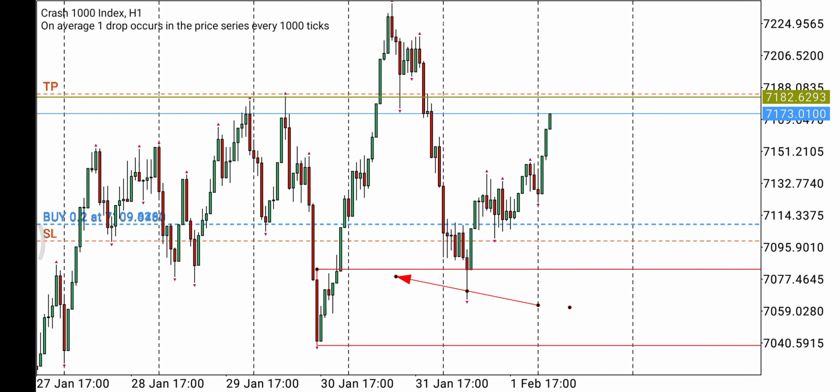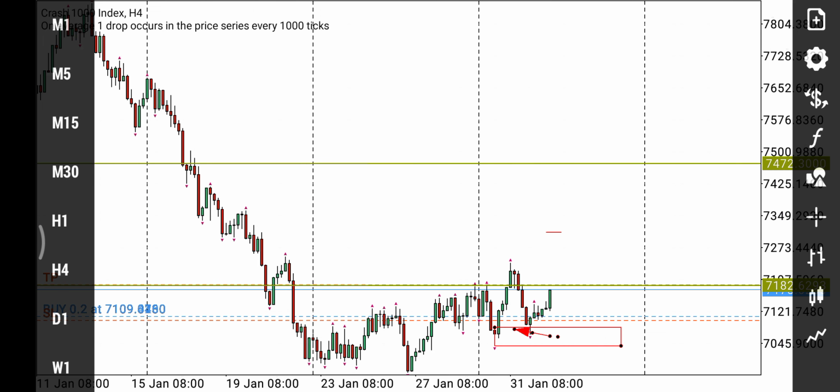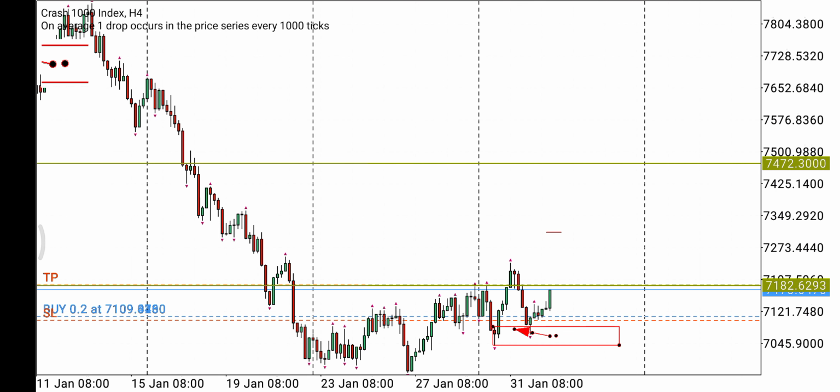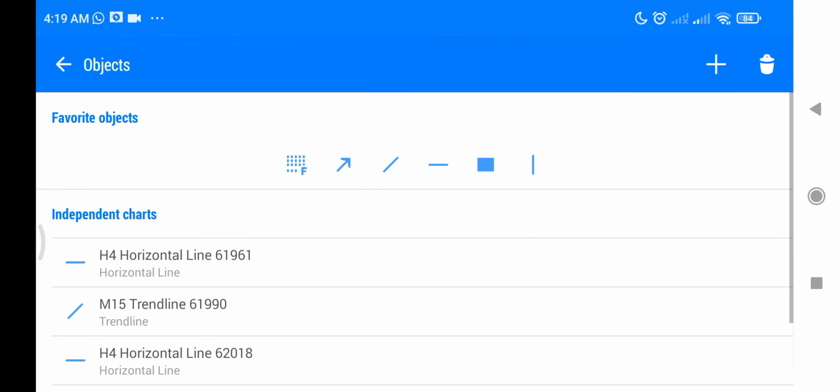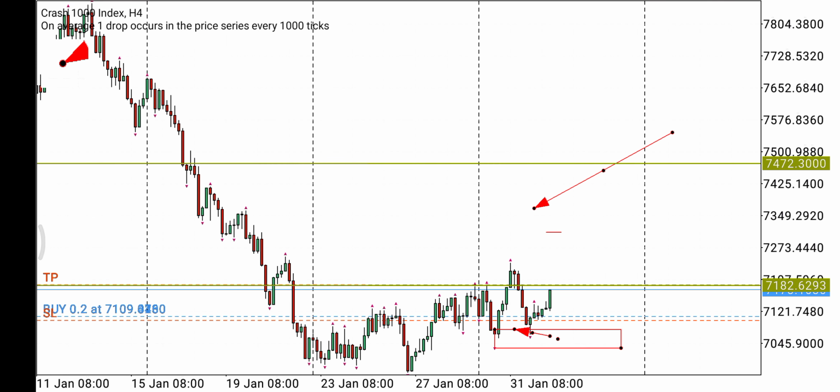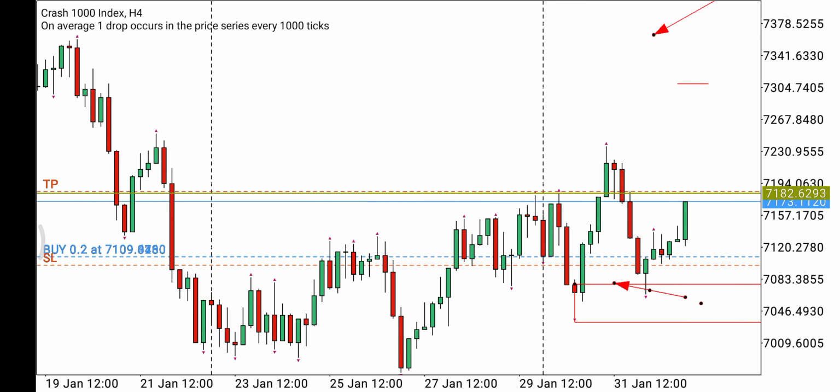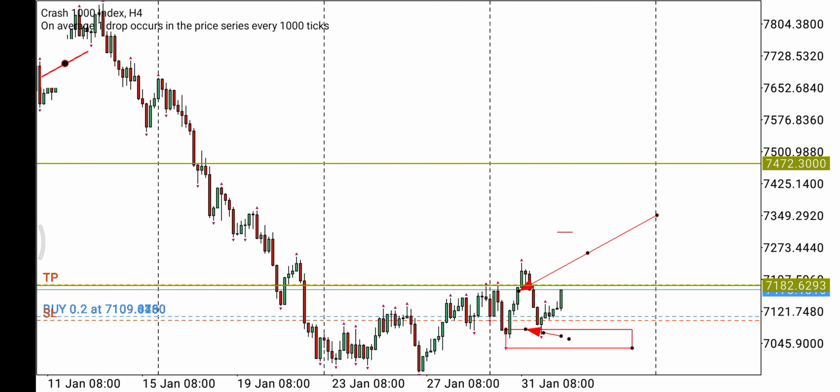Coming to the bigger time frame, let's start from the 4 hours time frame. You can see the zone that I drew right over here. This is our demand zone, and this is the demand zone that breaks the structure right over here. You can see the high here. This is our low, and this is our high. This is the low that breaks the high here to form another high.